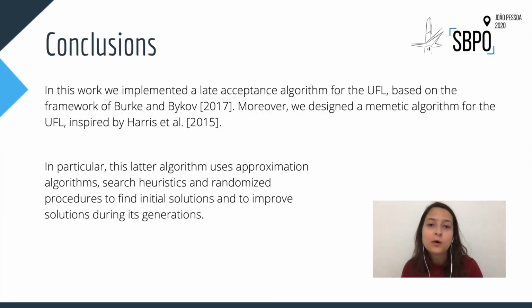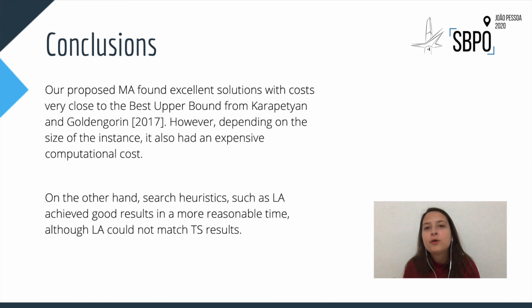So, in this work, we implemented a late acceptance algorithm for the UFL problem based on the framework of Burke and Bykov. Also, we designed a memetic algorithm for the UFL inspired by Harris et al. In particular, this latter algorithm uses approximation algorithms, search heuristics, and randomized procedures to find initial solutions and improve the solution during its generations. Our proposed memetic algorithm found excellent solutions with costs very close to the best upper bound.